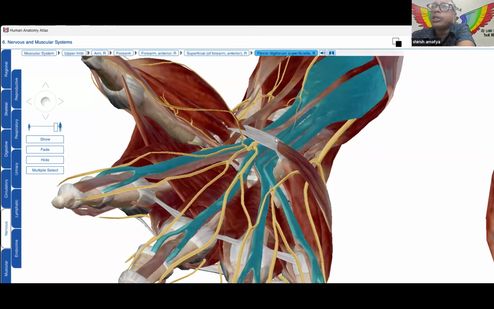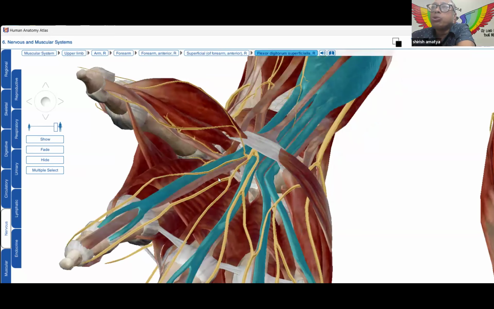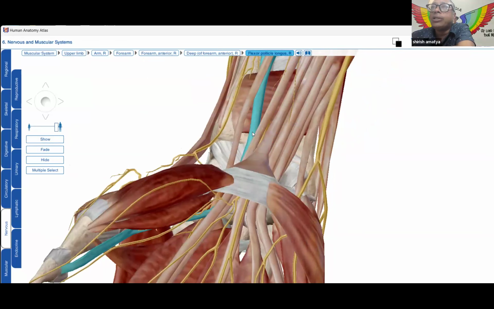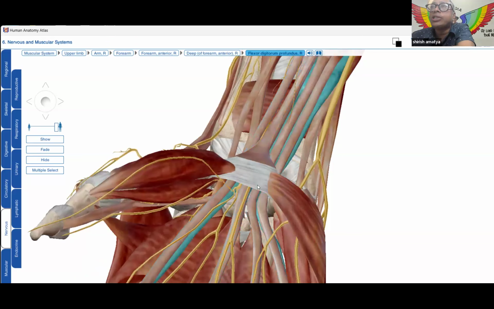So these are the flexor digitorum superficialis, 4 different tendons of flexor digitorum superficialis, 4 tendons of flexor digitorum profundus, and one more tendon. This is flexor pollicis longus. So these 9 tendons: on the lateral aspect is flexor pollicis longus, and in the middle, the upper row consists of flexor digitorum superficialis, and the deeper row consists of flexor digitorum profundus.